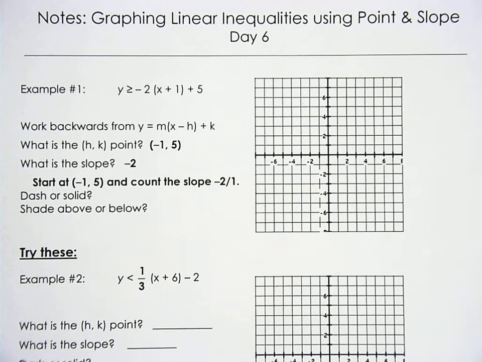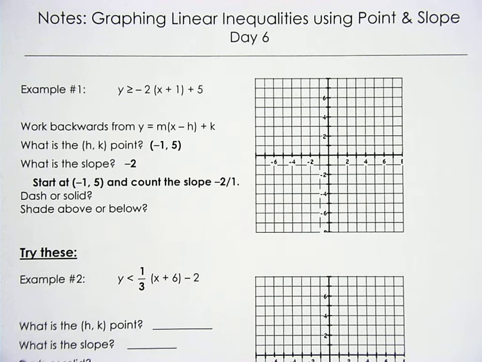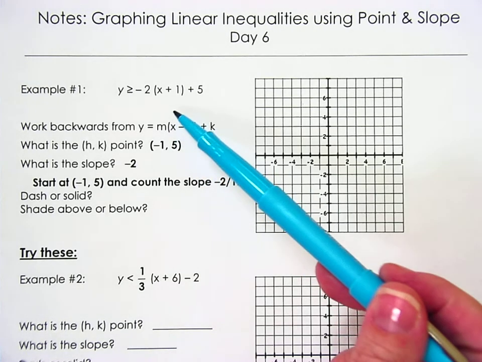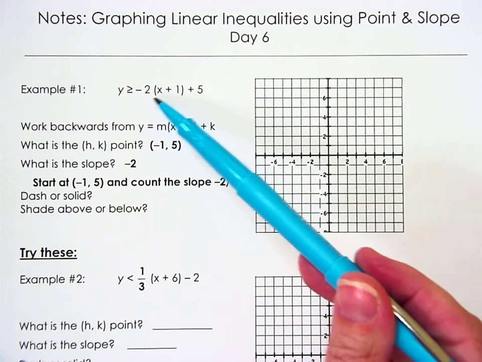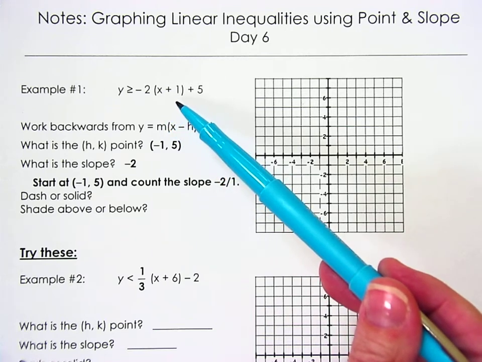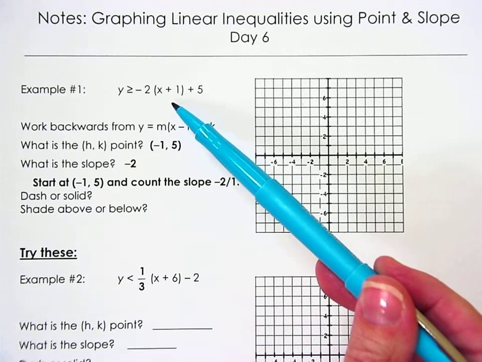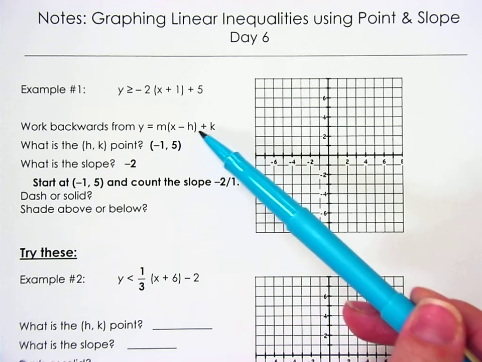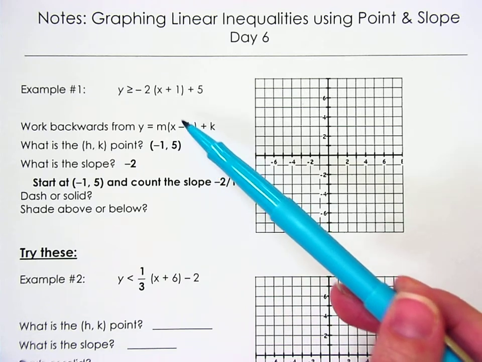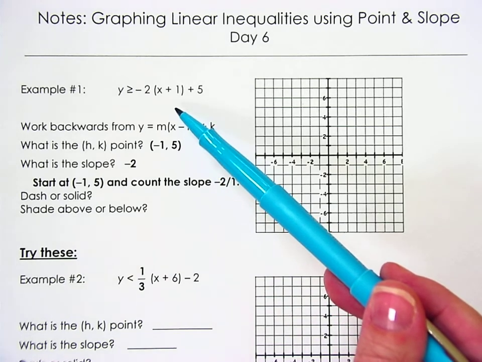Today we'll be graphing linear inequalities using point slope. As you look at this inequality, I know a lot of you can go ahead and distribute and combine like terms and get this to change into slope-intercept form. But our goal today is to use this point slope form. So we're working backwards from the writing equations that you just did.